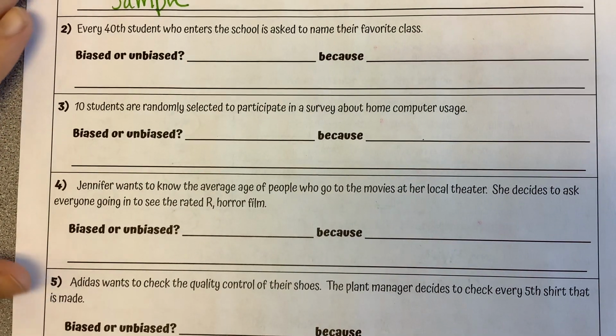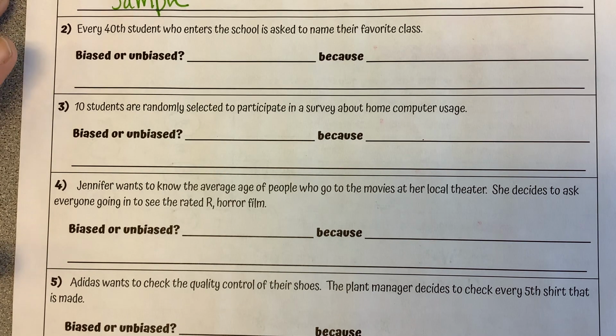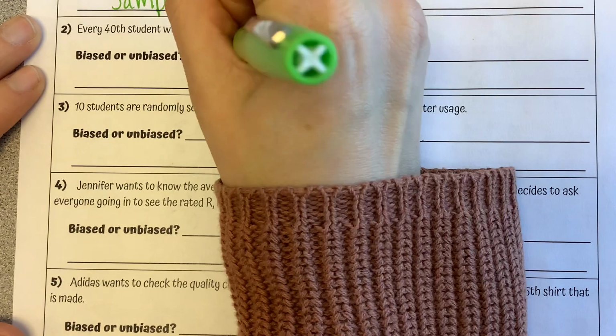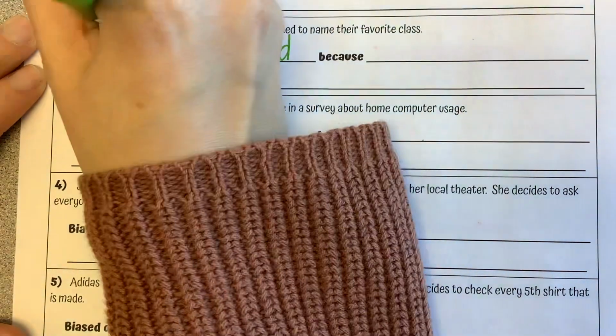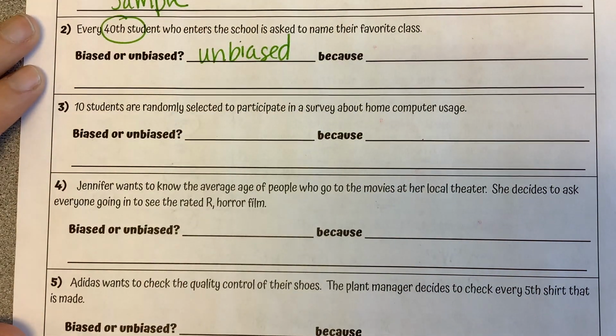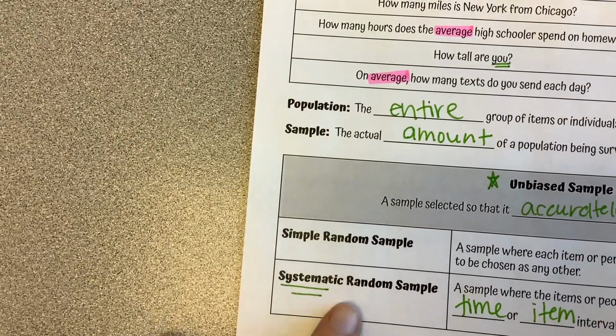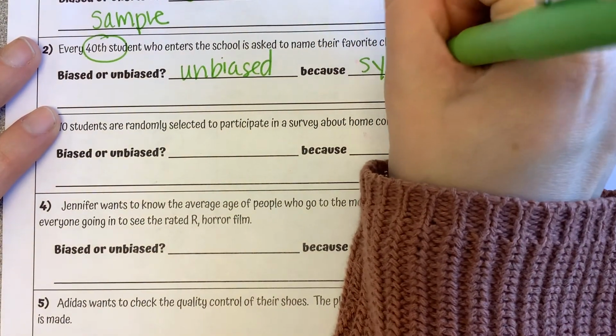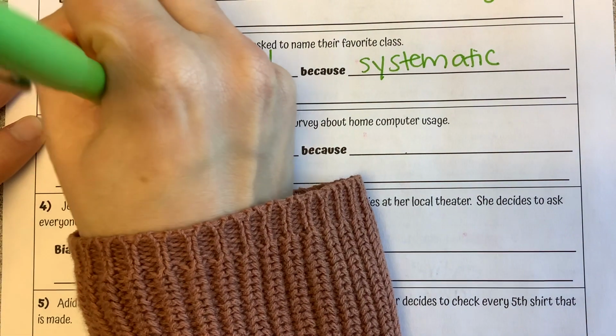Number 2, every 40th student who enters the school is asked to name their favorite class. This is unbiased. And specifically when it's saying every 40th student, that's when we're talking about a systematic random sample. So why? Because it is a systematic random sample.